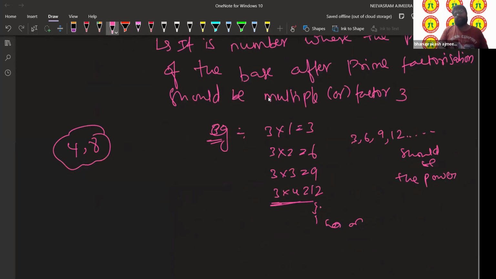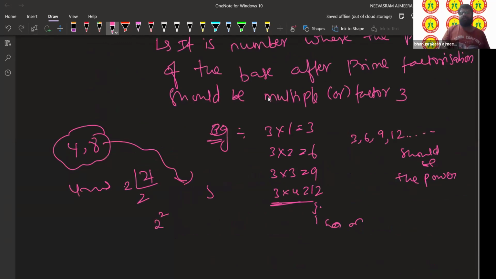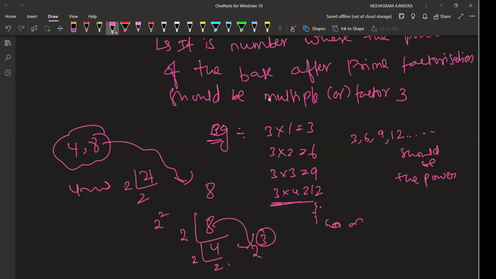You please tell me. 4 is nothing but 2 twos, so 2 square, not a cube. Similarly, 8. I am taking prime factorization: 2 into 2 into 2. So you are multiplying 2 three times, so 2 cube. This is perfect, but it's not a multiple of 3, is it?